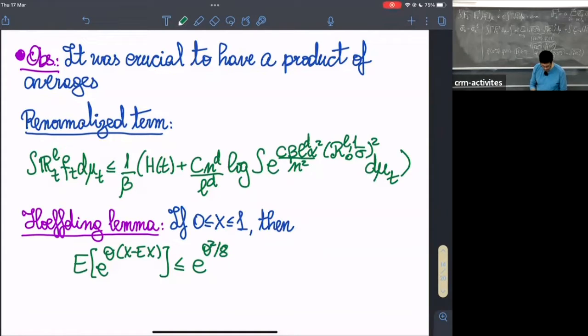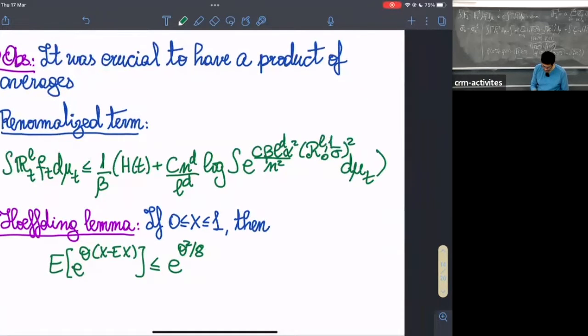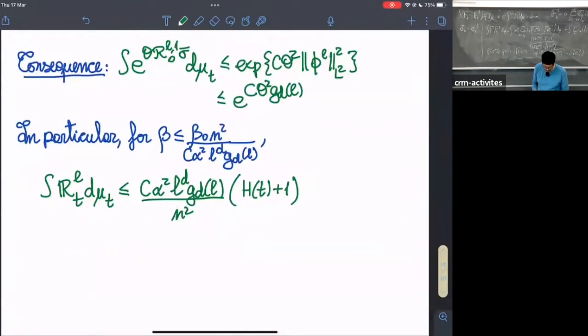Well, again, Huffden lemma, just to make this point more prominent. So you do the computations, and at some point you're going to discover that the expectation of the exponential moment of the normalized average of the Bernoulli random variables is smaller or equal than that. So you get exactly this parameter G_d(L), which was the Green function at the origin.